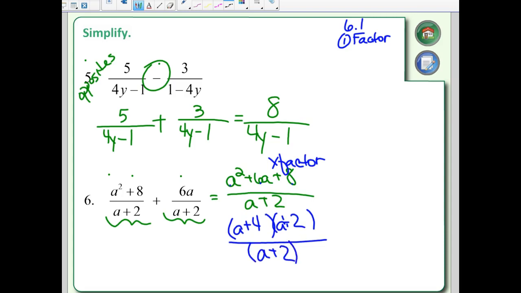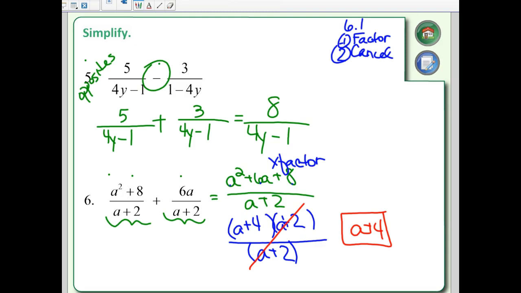See why it was important to realize that we could factor those? Because now I have the exact same binomial, a plus 2, in the numerator and denominator. So when I cancel them out, my final answer is a plus 4. So after we get our common denominator and after we add or subtract the numerators, whatever the sign says, then we've got to simplify that fraction, which takes us back to 6-1 factor, and then hopefully something will cancel.